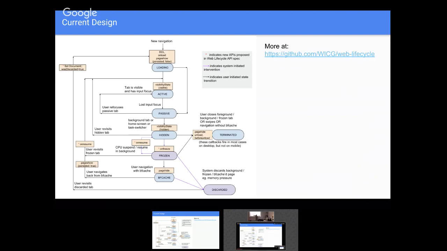The frozen state is like you're not really doing anything on your page and it's in the background. It's not important to the user. We're going to put it in this state. And then after it's in this state for a while, maybe we'll discard it to free even more memory. And then there are links on how to resume back into your life cycle once you are in the frozen or the discarded state.